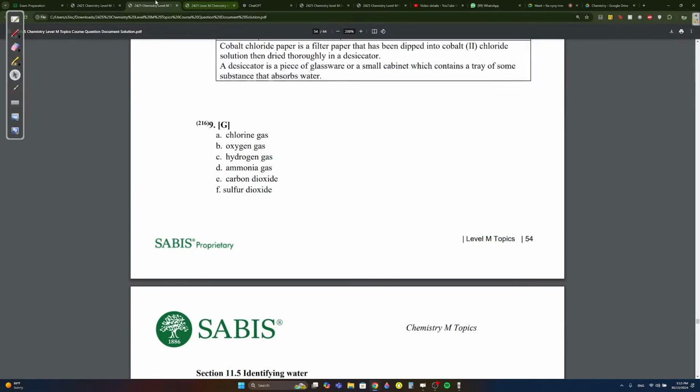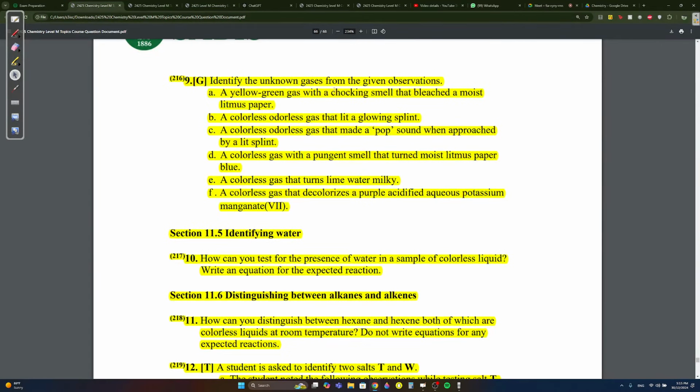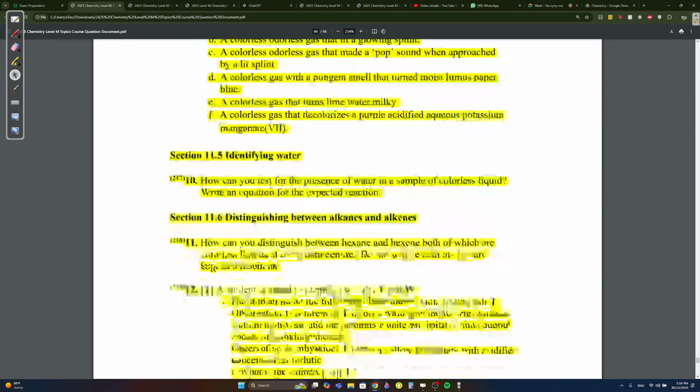Question 9. Identify the unknown gases. Yellow-green gas: chlorine. Colorless, odorless gas that relights a glowing splint: oxygen. Colorless, odorless gas that pops: hydrogen. Colorless gas with a pungent smell that turns moist litmus paper blue: ammonia. A colorless gas that turns lime water milky: carbon dioxide. A colorless gas that decolorizes purple acidified aqueous potassium permanganate from purple to colorless: that is SO2, sulfur dioxide.